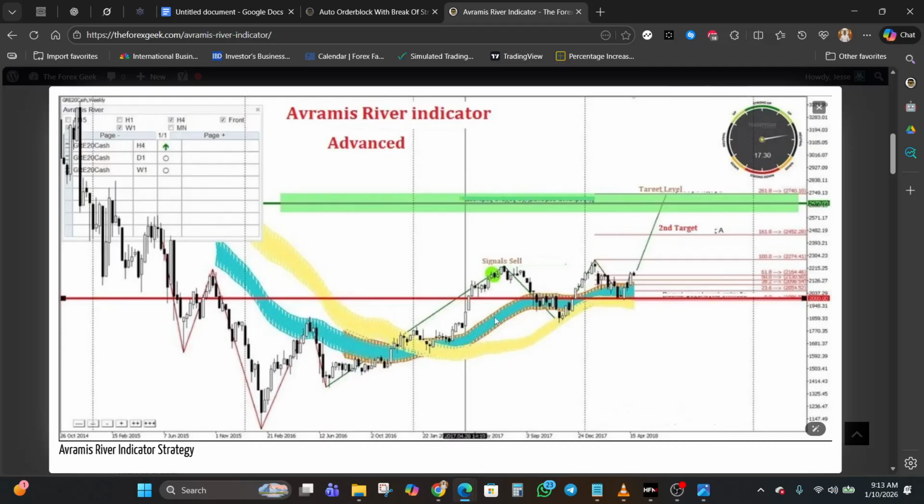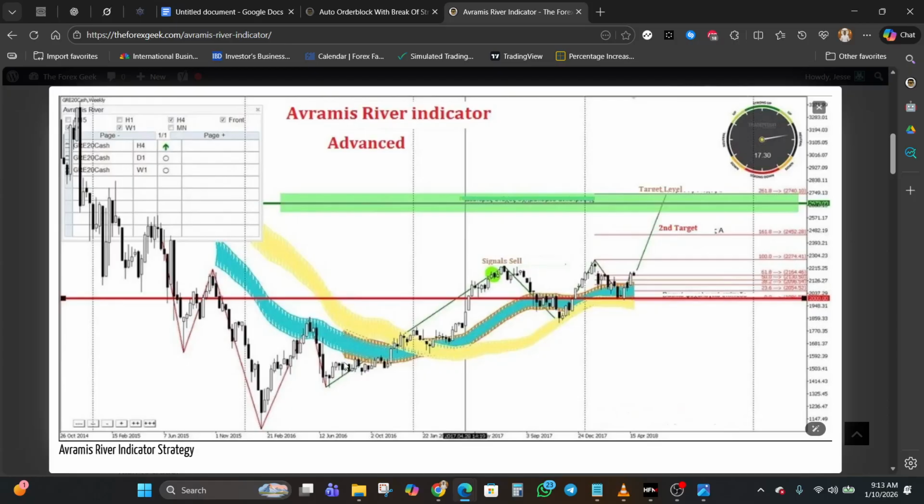Anyways, when you have the indicator below price, and you have price bouncing off the Avramis River, it shows that bullish momentum is dominating. On the other hand, when you have price trading below the Avramis River Indicator, it shows that bearish momentum is dominating. Now, the indicator's river can serve as dynamic support and resistance.